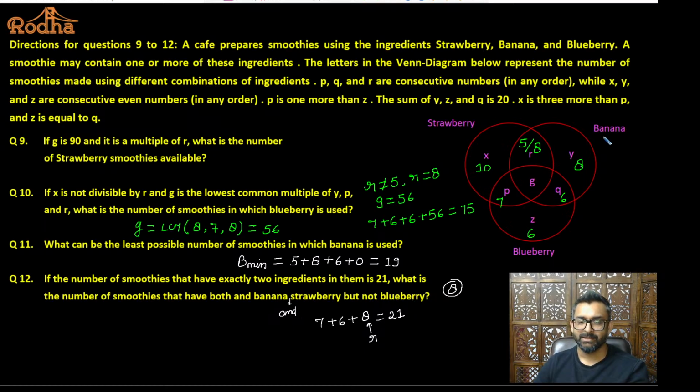Okay, banana and strawberry but not blueberry. That means this is the number they are talking about. The value of R we have to find out. So R will turn out to be 8. Is that okay?